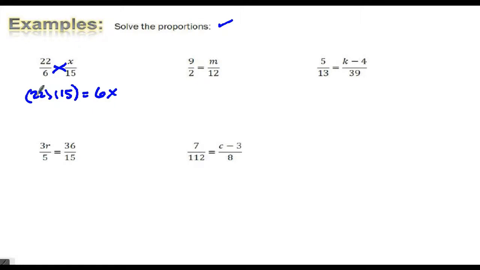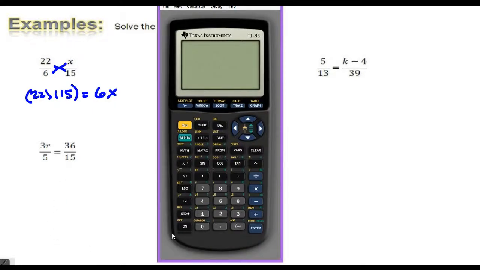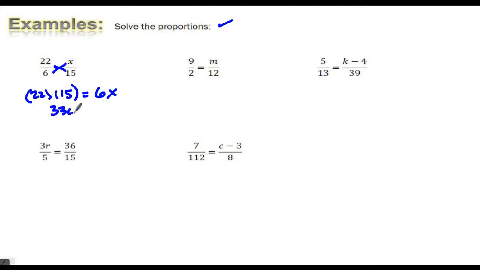The first thing we want to do is multiply 22 and 15 and get that as one number. So 22 times 15, and we get 330. So we're going to write this as 330 equals 6x. Now, you already know how to solve. We've been going through all these multi-step equations. This is a simple one-step equation from here.